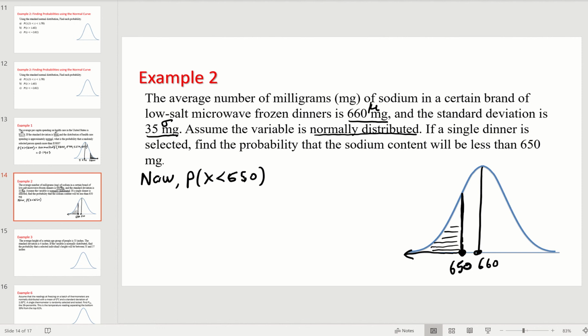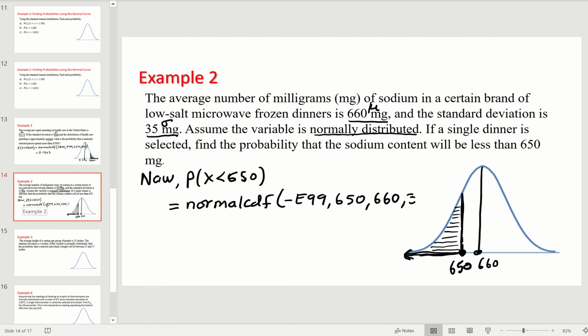This shaded area. And we know that in order to find this area, we can use normal CDF in our calculator. So this must be equal to, we have to type in our calculator, normal CDF. The lower end for the area is negative infinity, which is negative E99. The upper end for this area is 650. The mean is 660. The standard deviation is 35.